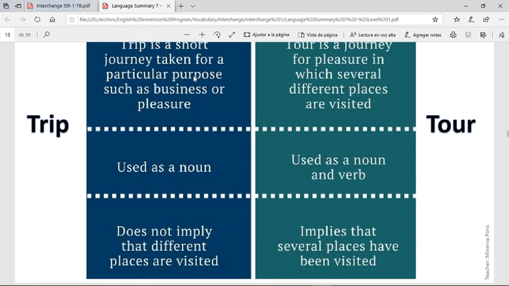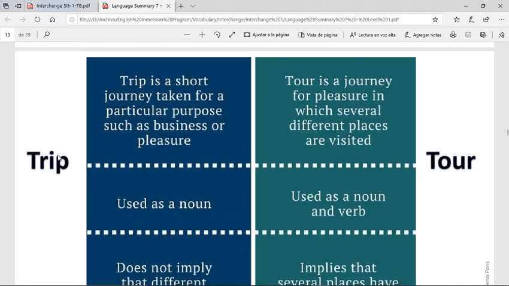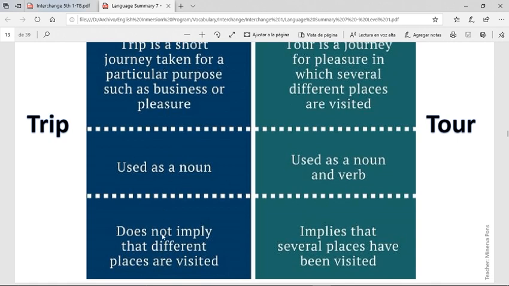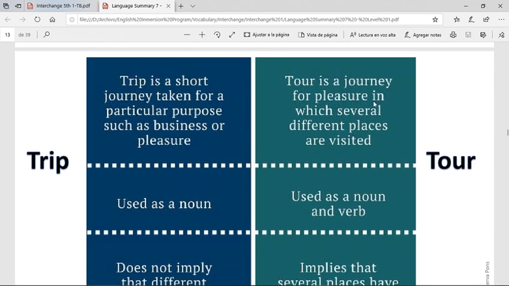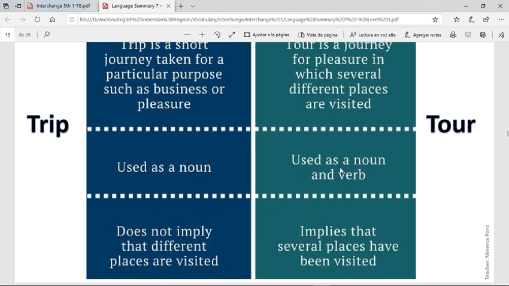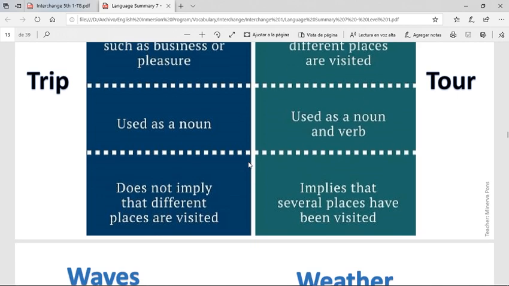They have some different characteristics. A trip is a short journey taken for a particular purpose, such as business or pleasure. It is used as a noun and does not imply that different places are visited. A tour is a journey for pleasure in which several different places are visited. It's used as a noun or as a verb and implies that several places have been visited. Here what it says by implying is that when you go on a trip, it's usually just one place that you're going to or one action to do. But a tour actually means that you're going to different places, one after the other.